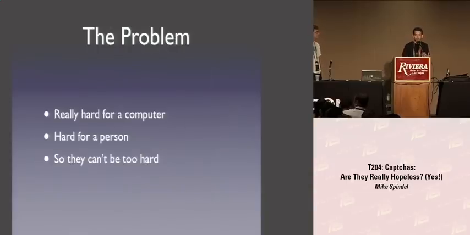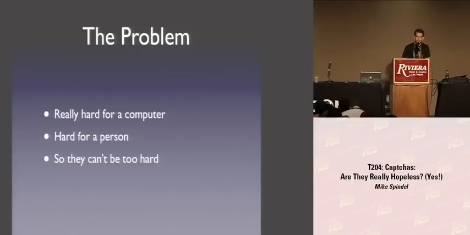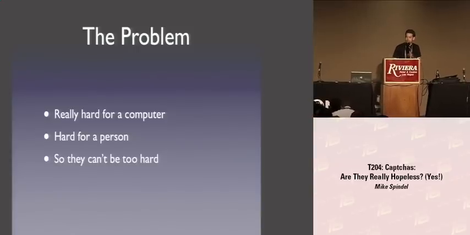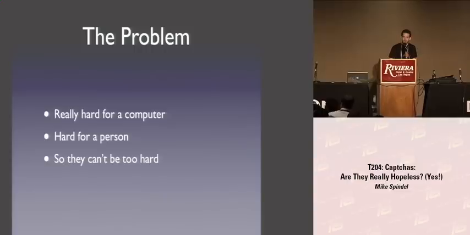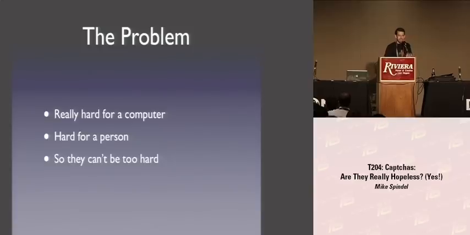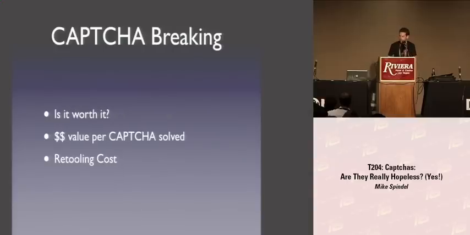And so what's the inherent problem here? The problem is that in order to make a good CAPTCHA, the CAPTCHA has to be really hard for a computer. But in order to be hard for a computer, it's got to be pretty hard for a person. But that means that they can't really be too hard. And this problem gives people the niche that they need to break these things.